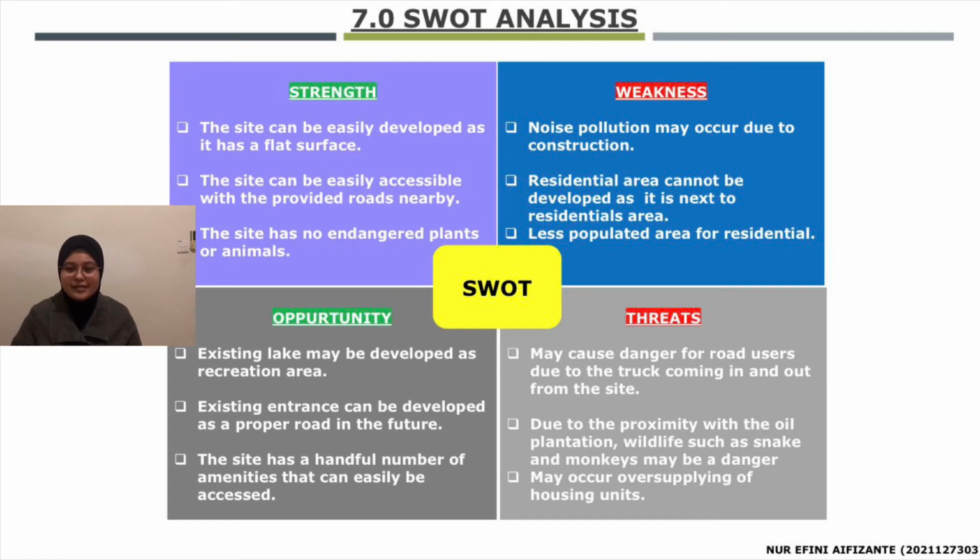As for the SWOT analysis, strength of the site is that it can easily be developed due to the flat surface area. The site can be accessed through Lebuh Bandar U Utama, then through Jalan Lakeville 24. The site has no endangered plants or animals near or at the site itself.